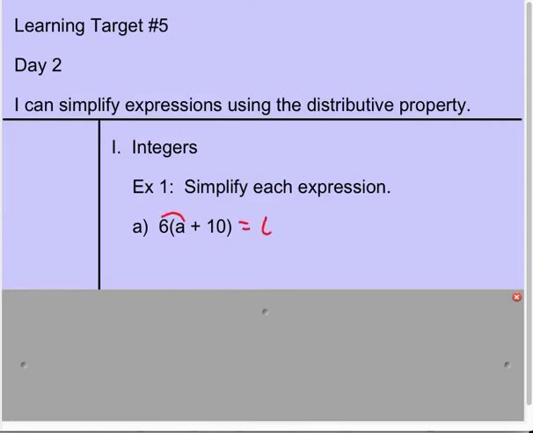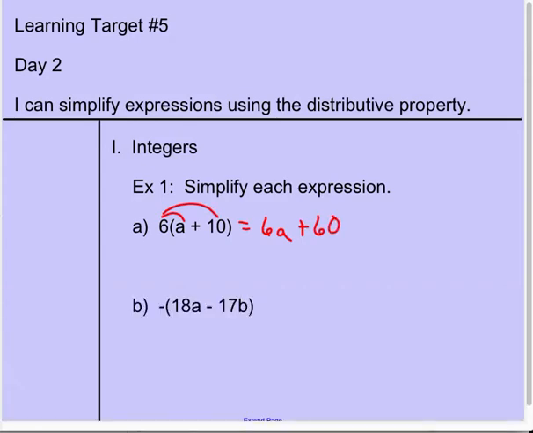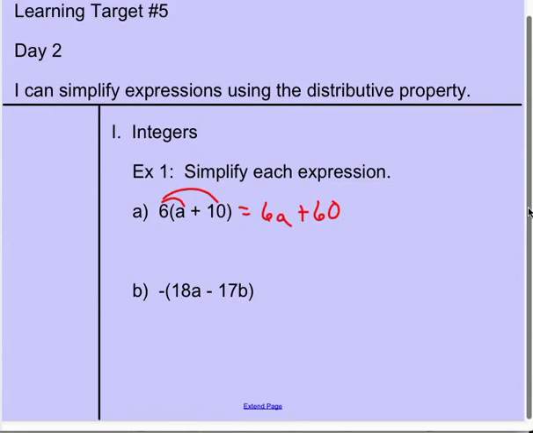6 times a is 6a, and 6 times 10 is 60. What I would like you to do is jot down this example, see if you can figure out how to distribute it, and then turn the video back on after you attempt it to check your answer. So we have a negative times 18 is negative 18a, and a negative times a negative is positive 17b.